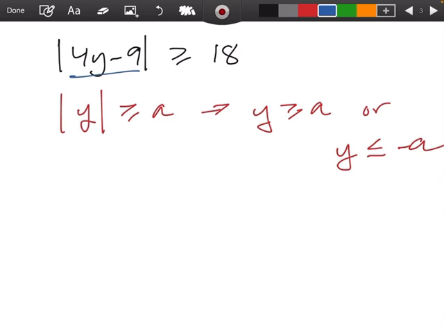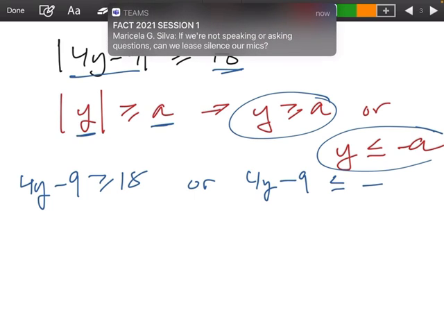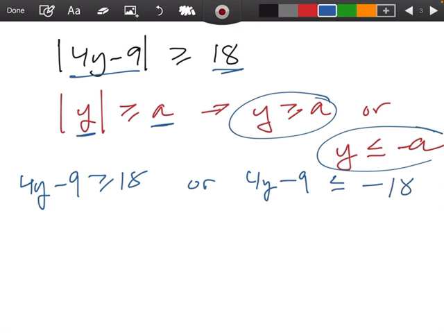So I'm going to think of this as my y, and I'm going to think of my 18 as my a. So I'm going to set up actually two inequalities. The first one is going to be 4y minus 9 is bigger than or equal to 18, or 4y minus 9 is less than or equal to negative 18.